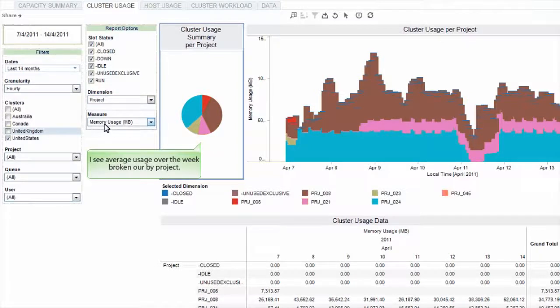Now I see a pie chart reflecting how the cluster usage in the US over the week was broken down by project. It becomes evident that the reason for the idle period was due to one of our more demanding projects, Project 24, being inactive for a day. Perhaps this is because of staff absences.